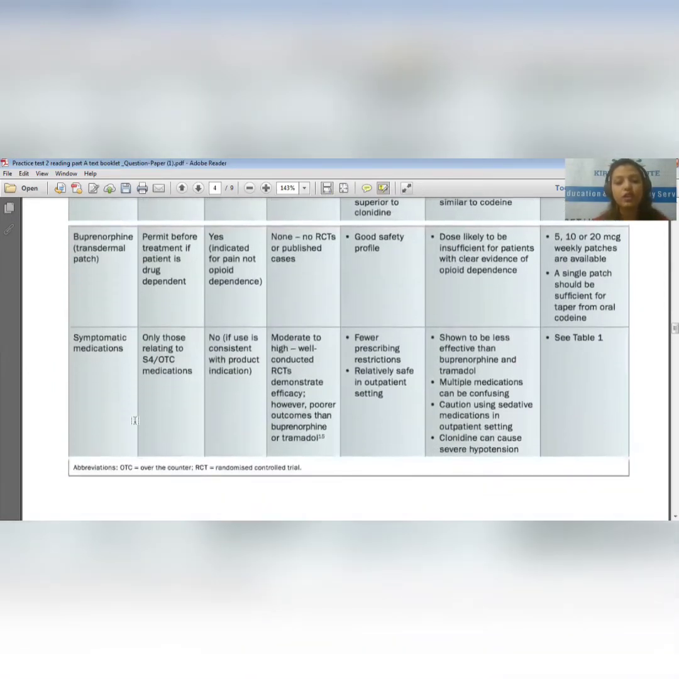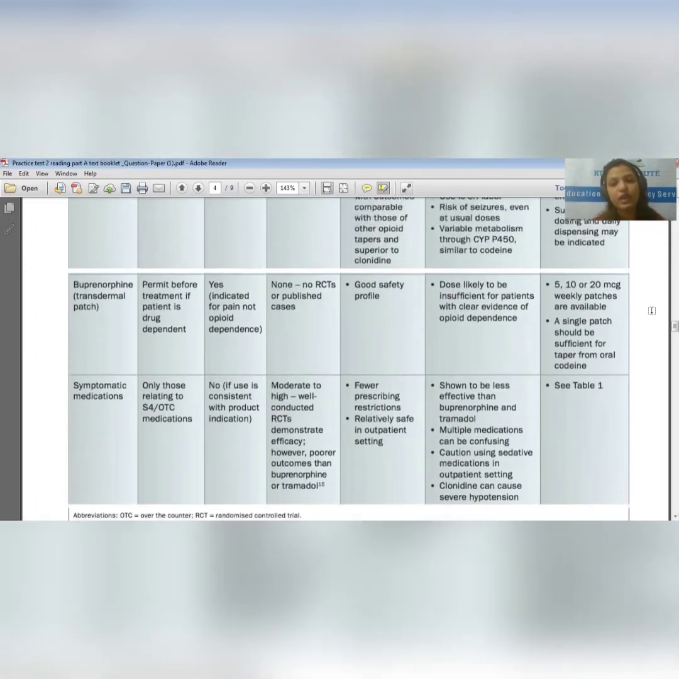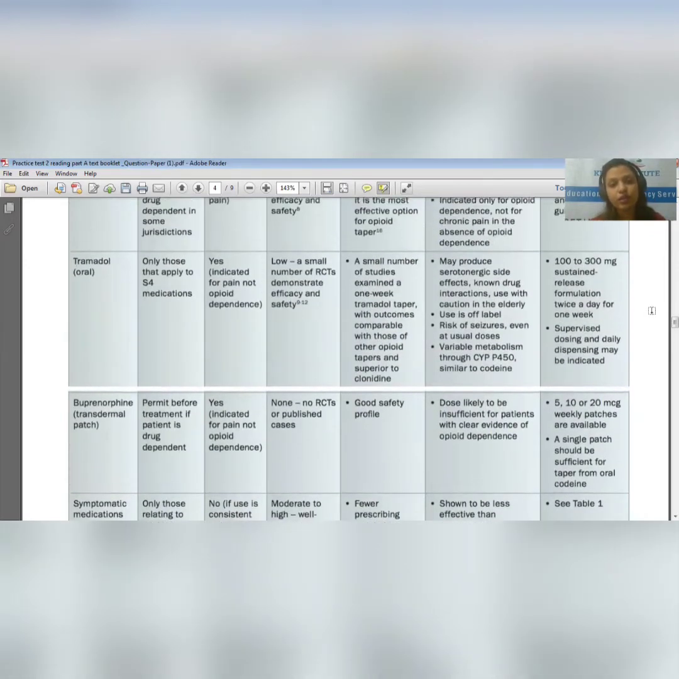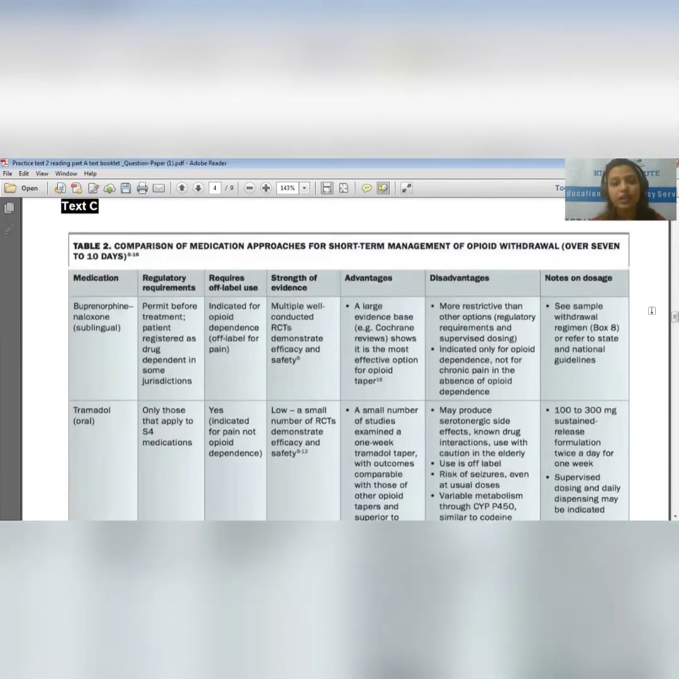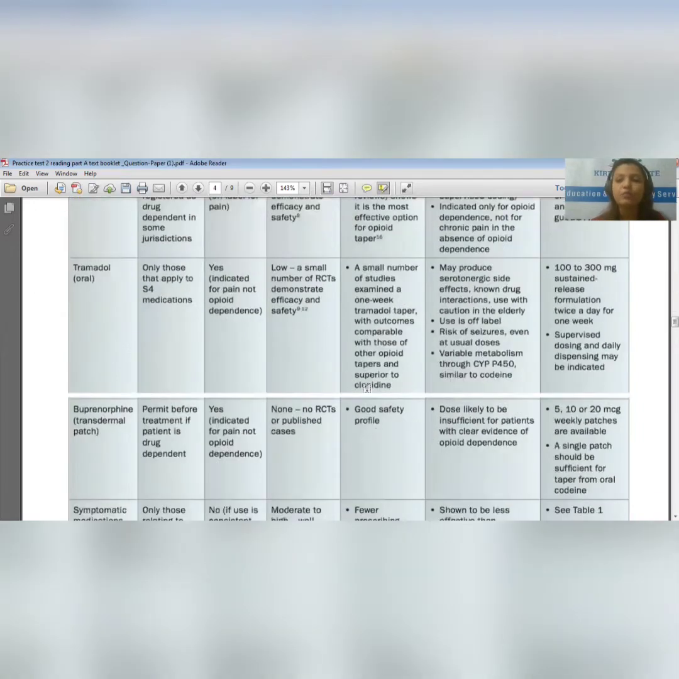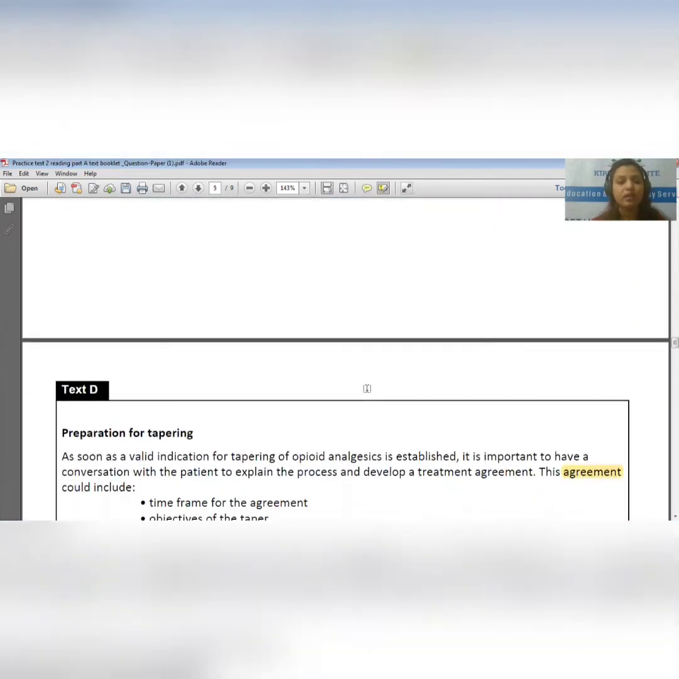You should always read the hidden information like this. Your abbreviations are over the counter and randomized control trial, because the question may start with randomized control trial. You will keep searching here and you may not find the answer, so always read the hidden information as well. So I understood that if there is any question about a particular medication, I will come to text C, right? Let's move to text D.